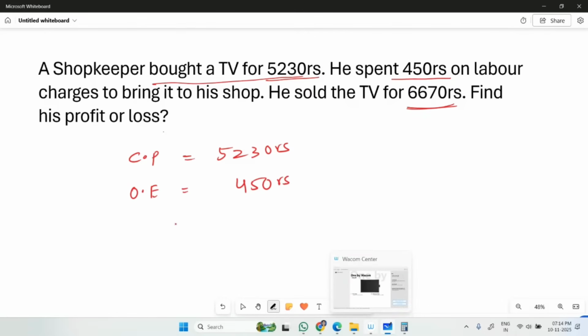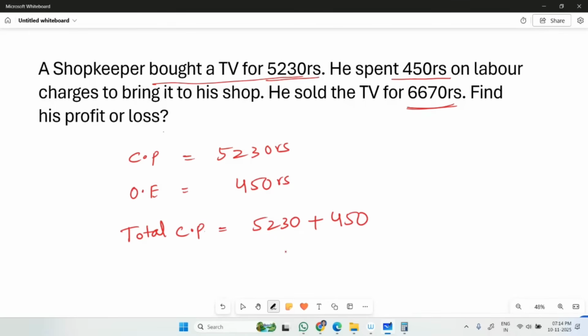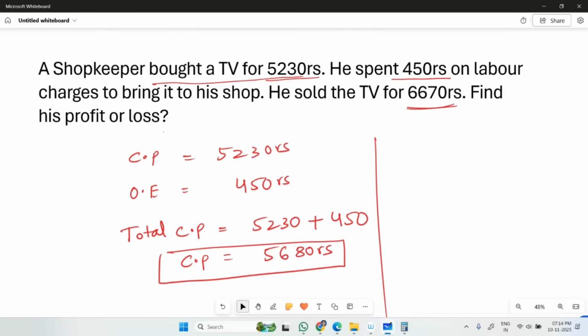Now actual cost price is how much? Now the total cost price is 5230 plus this overhead expenses 450 rupees, which is 5680 rupees. Now the original cost, the cost price is 5680 rupees. Let's see the selling price. Selling price is 6670 rupees.